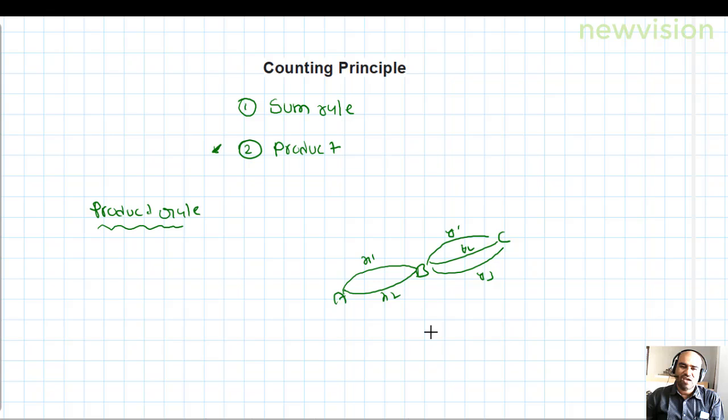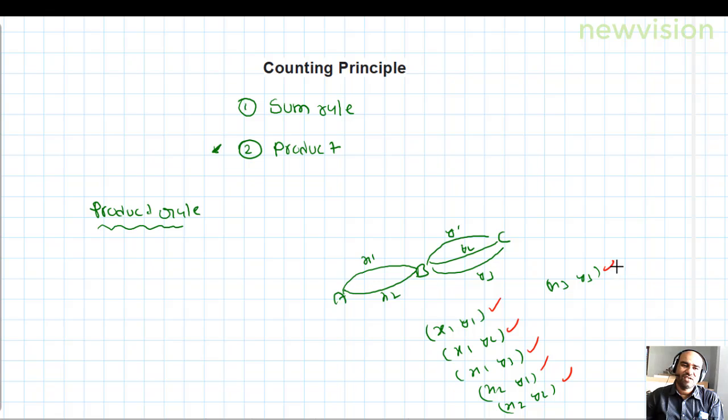Practically, I can write the ways: X1, Y1 means airway. X1, Y2, air and roadway. X1, Y3, air and seaway. X2, Y1, sea and airway. X2, Y2, sea and roadway. X2, Y3, sea and seaway. It means a person who wants to travel from A to C via B can travel in 6 different ways: 1, 2, 3, 4, 5, 6.